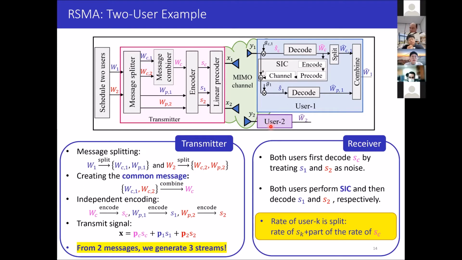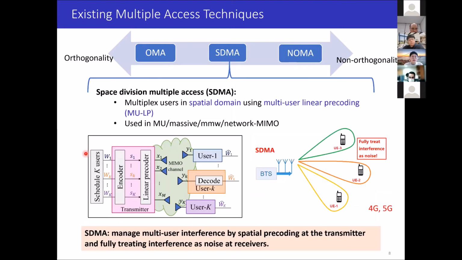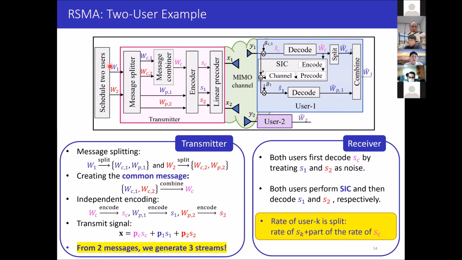The way you would do it with SDMA is the following. In SDMA, you would take W1 and encode it into a stream S1, and you would take W2 and encode it into a stream S2, then linearly precode them and transmit over the air. Here, we don't do that. Before encoding any streams, we take those two messages and split them into two parts. My message W1 is split into two parts, WC1 and WP1, and W2 is split into two parts as well, WC2 and WP2. This is what we see here: the blue part of the bits goes here, and part of the bits goes there.